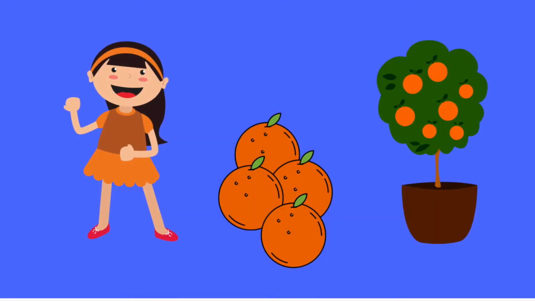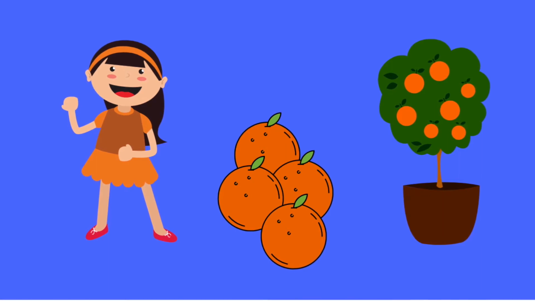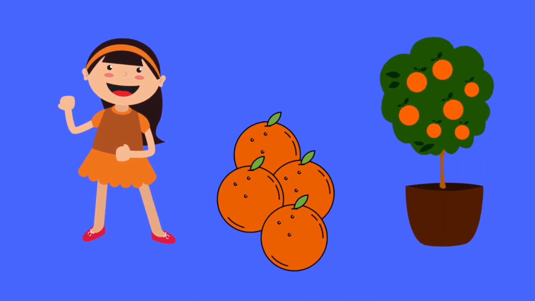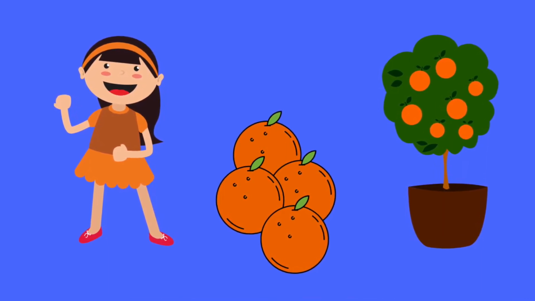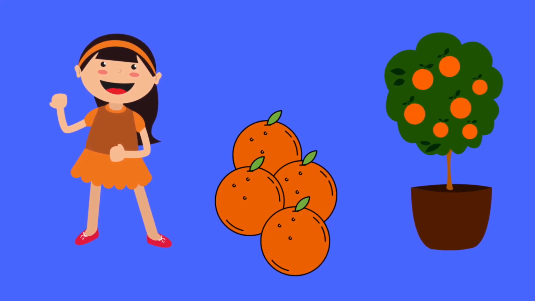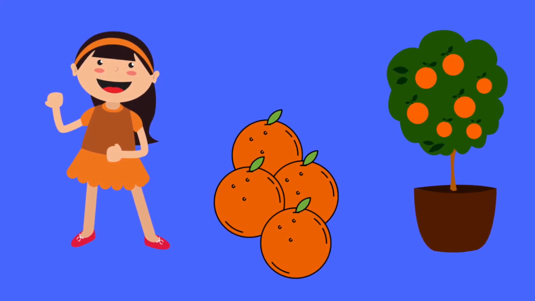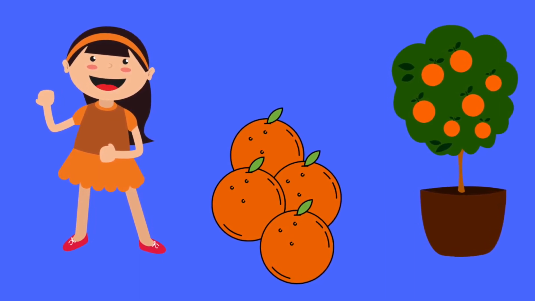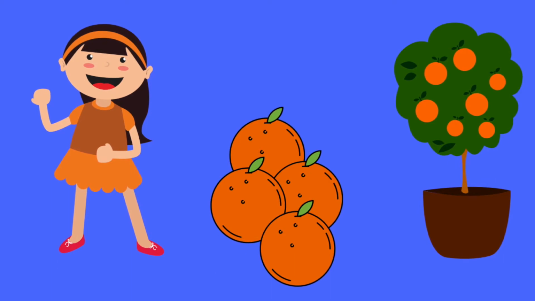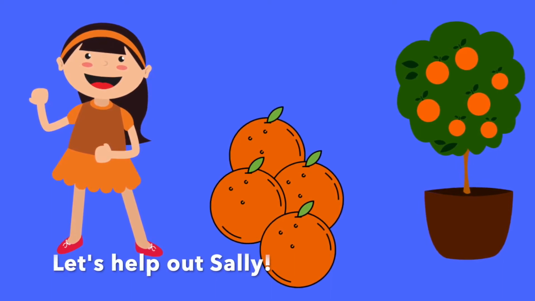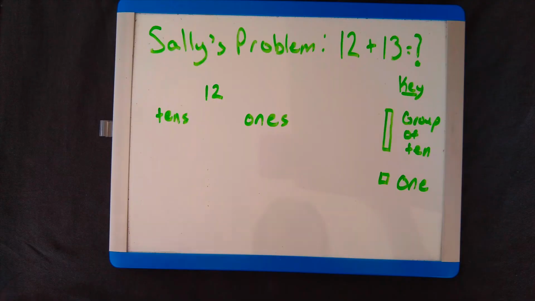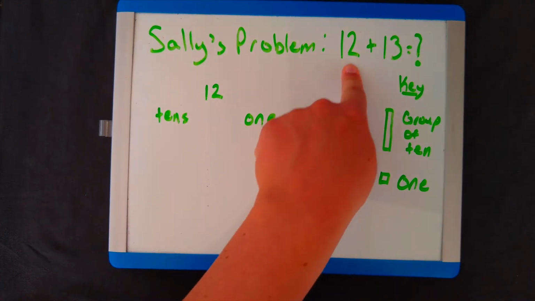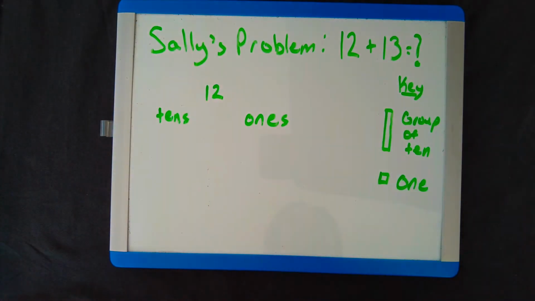Great! Let's go! On my way there to the grocery store, I ran into my friend Sally. Sally needed my help. She needed our help. She told me, I have 13 oranges, and my mom just picked 12 more for me. I need your help to know how many I have in all. And of course, I would love to help Sally. In order to help Sally, we need to figure out what does 12 plus 13 equal.